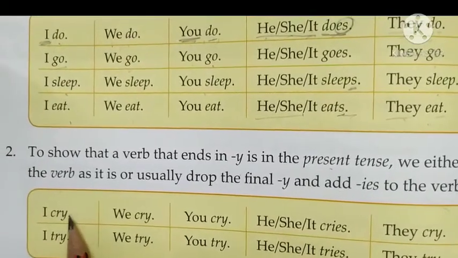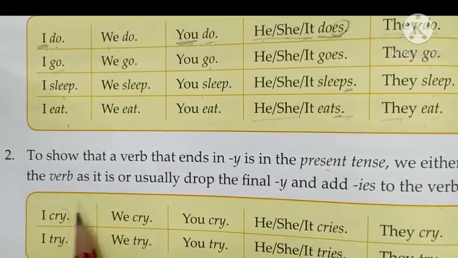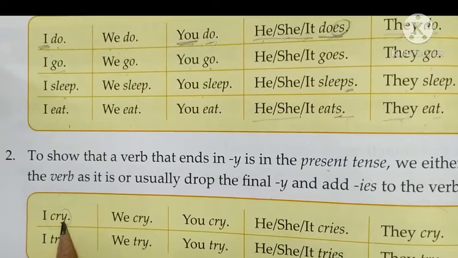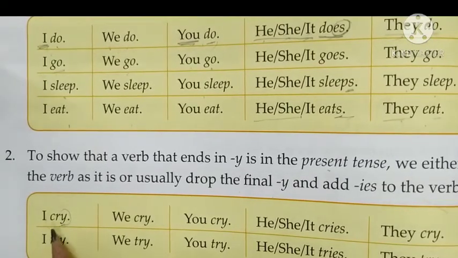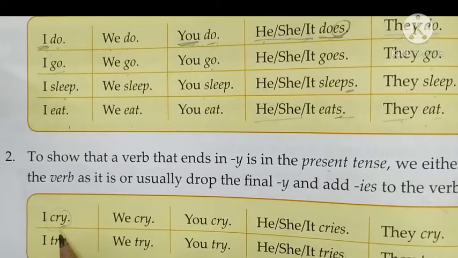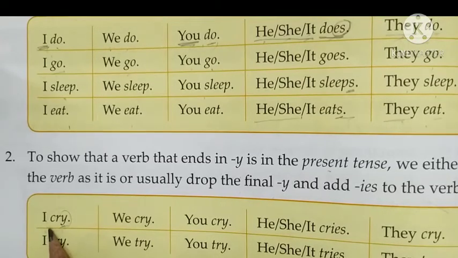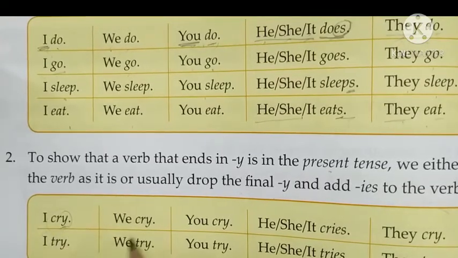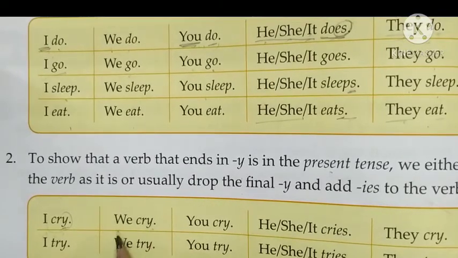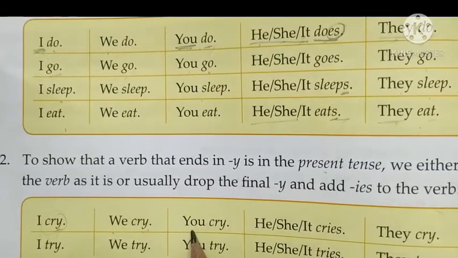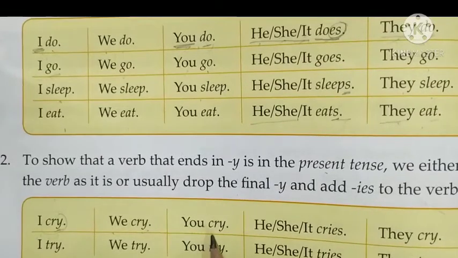Now see, if I take the word cry, okay, so cry is ending with y. So how I'll use it with I: I cry. I will not say I cries. Okay, with I we don't add s. So simply I cry. We is plural, so again no s. Same word, we cry. You, no change, no s, so you cry.